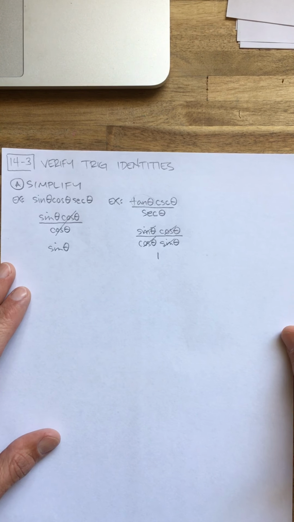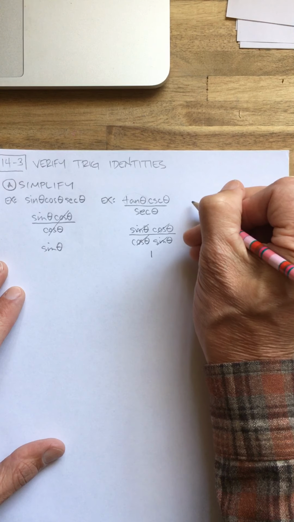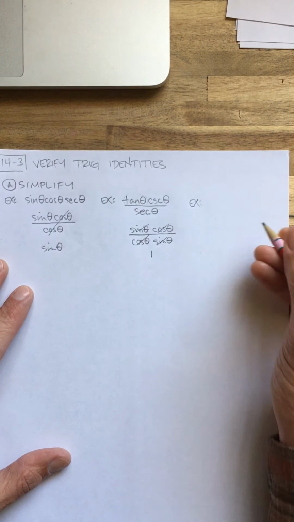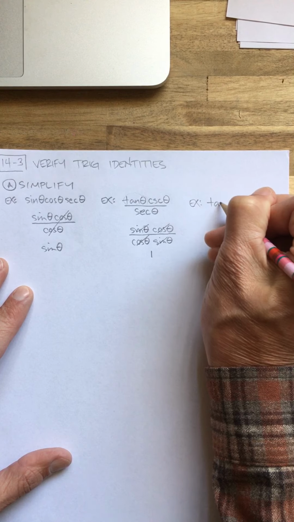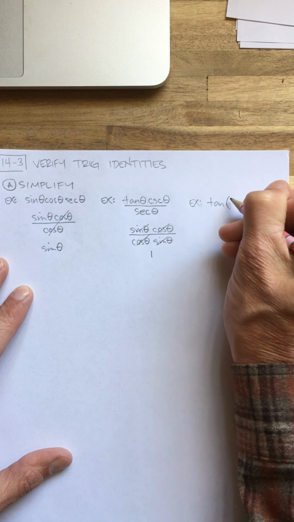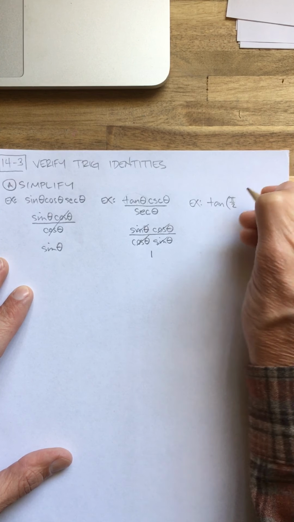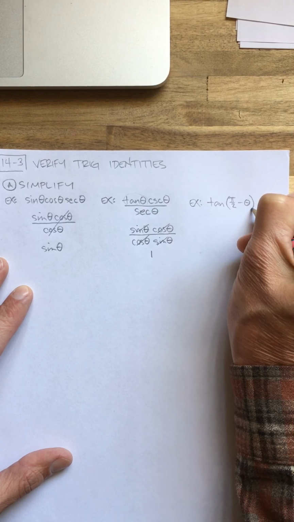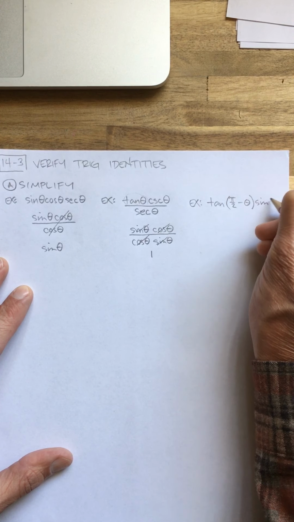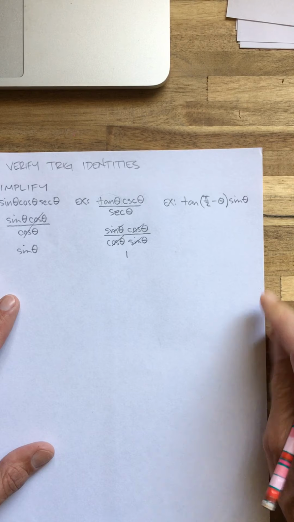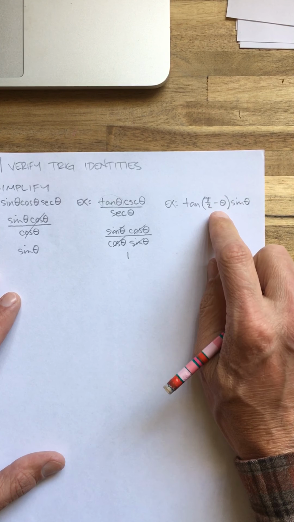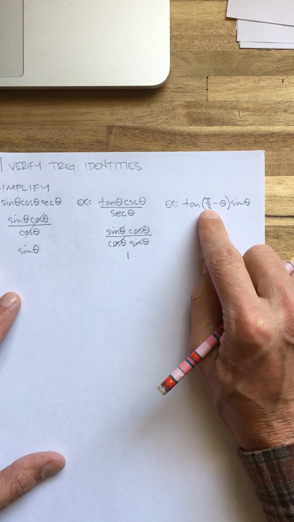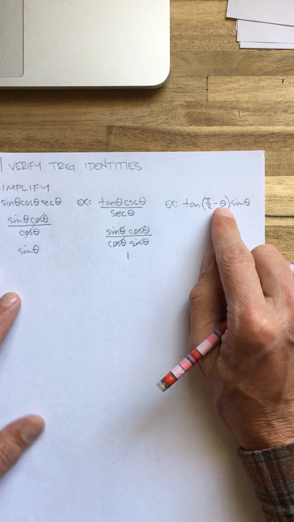All right, let's try another one. Let's use something that you might not be aware of: tangent of pi over 2 minus theta, times the sine of theta. Now before you get all crazy thinking, oh God, I have to memorize this stuff, isn't this 90 degrees minus theta?